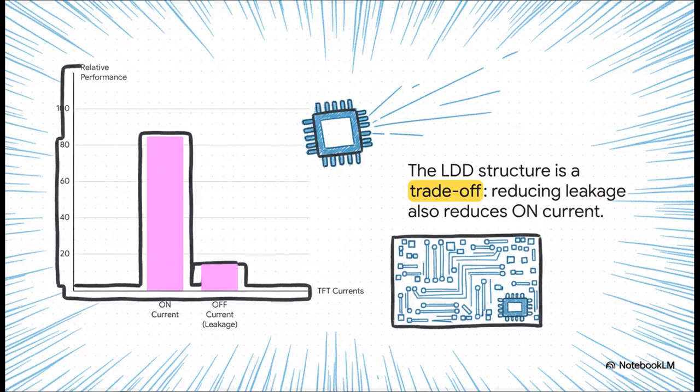But the engineering puzzles just keep coming. For example, you need pixels to be completely off to get those perfect inky blacks. So engineers build special structures into the transistor to stop tiny bits of current from leaking through. But here's the trade-off. The better you make it at stopping leaks when it's off, the more it also resists current when you want it on. It is a constant, delicate balancing act.